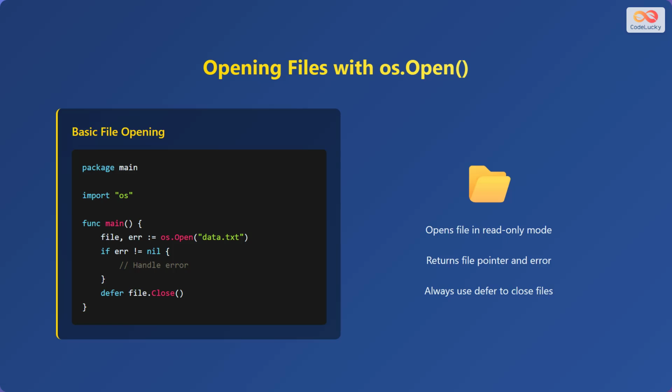Here's a basic example. First, import the os package. Then, in the main function, call os.Open with the file name data.txt. If the error variable is not nil, handle the error. It is a good practice to use the defer keyword to close the file when the function exits, ensuring that resources are released properly. Always use defer to close files.